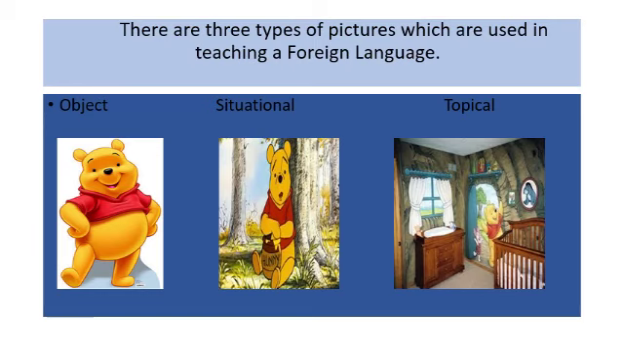Pictures. There are three types of pictures which are used in teaching a foreign language. Object pictures. In the object pictures, we can see only one thing, for example, a bear. Situational pictures. In the situational pictures, a bear is eating honey. Topical pictures. In the topical pictures, you can see a bear and his home.